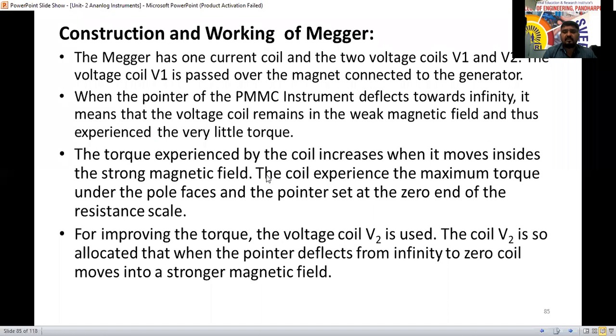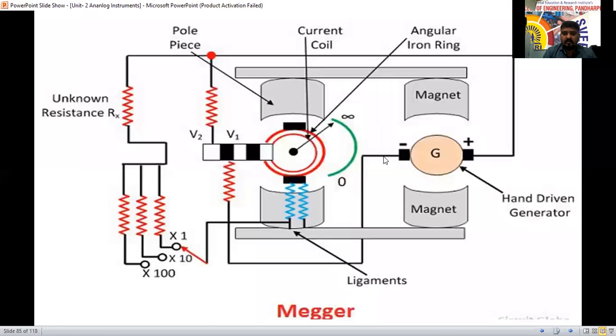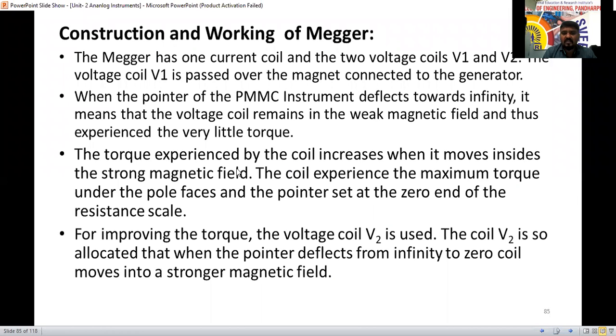The torque experienced by the coil increases when the pointer starts to move towards 0. Torque experienced by the coil increases when it moves inside the strong magnetic field, or towards 0 here. The coil experiences the maximum torque under the pole faces, and the pointer is set at the 0 end of the resistance scale. So for improving this torque only, we are going to use the voltage coil V2. The coil V2 is so allocated that when the pointer deflects from infinity to 0, the coil moves into a stronger magnetic field.